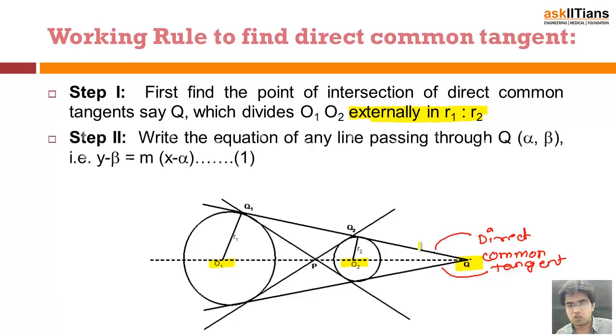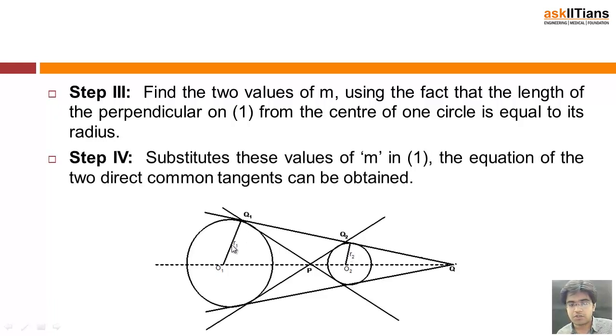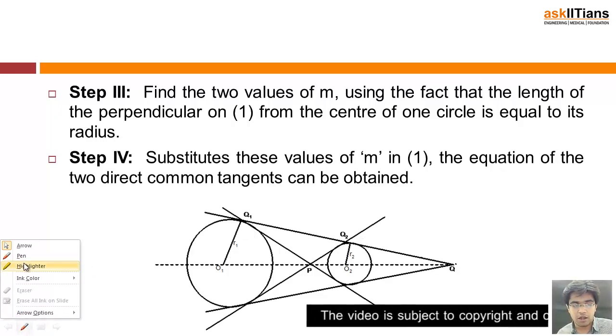To find the slope, we use our very basic definition, which is the condition of tangency. That is, the perpendicular distance from both the centers to the tangent has to be r1 and r2. So we can substitute these values of r1 and r2 and we can get the slope. Remember that what is the point that is differentiating?